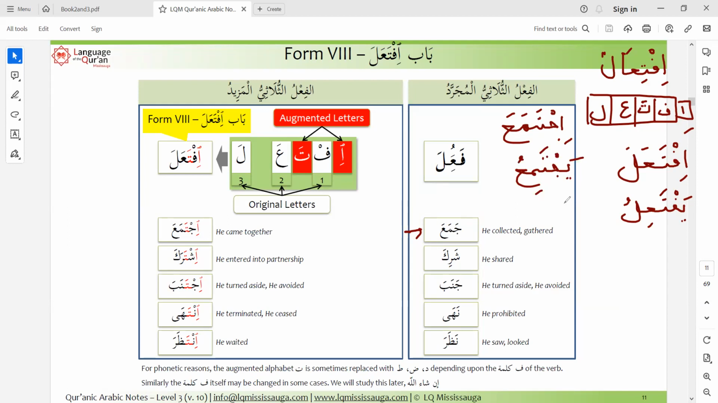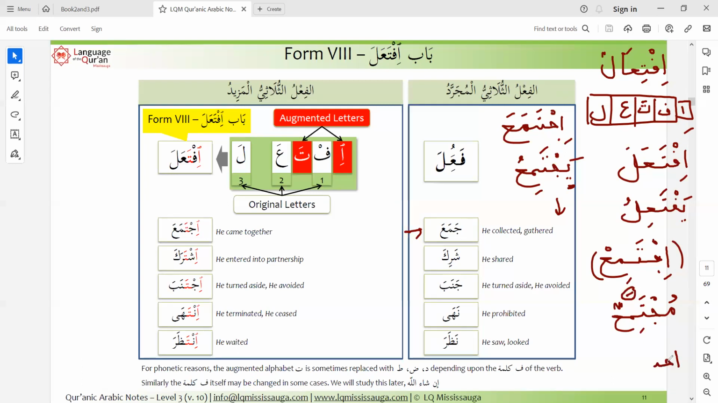And then what is the amr from this? Tajtami'u, and the amr is actually ijtami'. Ijtami', ijtami', ijtami'u, ijtami'i, ijtami'a, and ijtami'na. So ijtami' is the amr. What is the ismul fa'il? Just replace ya with mim, so mujtami'un. And the ismul maf'ul is mujtama'un.